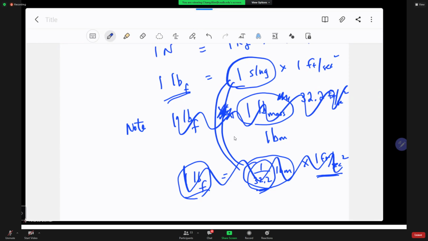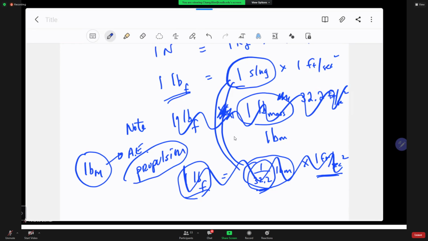Now the pound mass will show up if you are an aerospace engineer taking the propulsion classes, for how much force or air is sucked into the engine. Pretty much everything is used in pound mass, and we need to convert that somehow. At least when I was taking propulsion, everything was in pound mass and pound force.